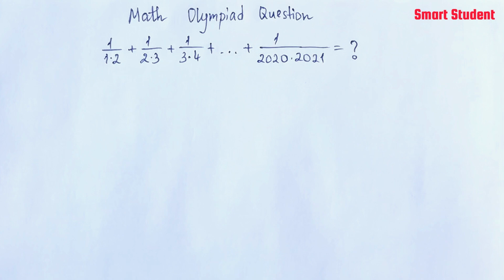The numerators of the fractions are 1 and the denominators are 2 consecutive numbers and they increase gradually one after the other. So here we have the denominator 1 times 2 and here it is 2 times 3, then 3 times 4 and so on until 2020 times 2021.